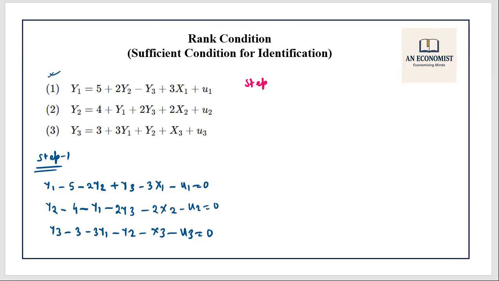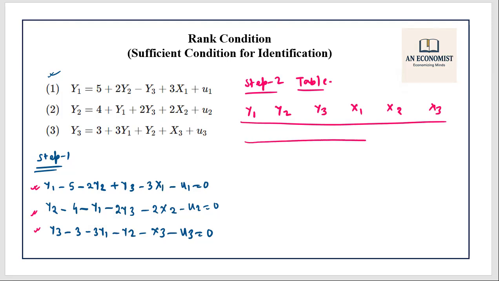Now we will go into step two, which is the important step. You have to form a table of the coefficients. Only the coefficients of all the variables have to be written. Coefficient matrix, basically, it will be something like this: y1 here, y2 here, y3 here, x1, x2, and x3. So basically, all the endogenous and exogenous variables that are present in your model, you will write here and form a table.